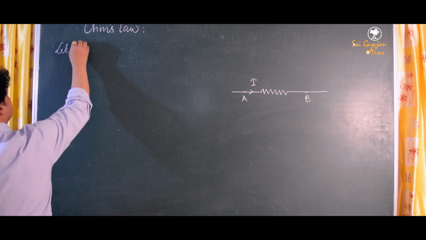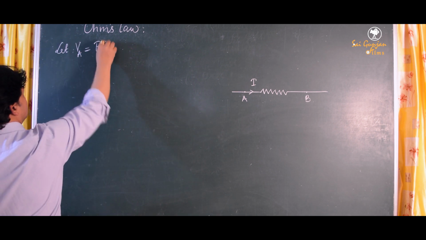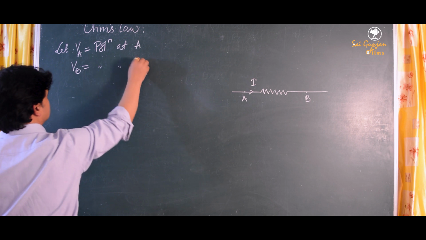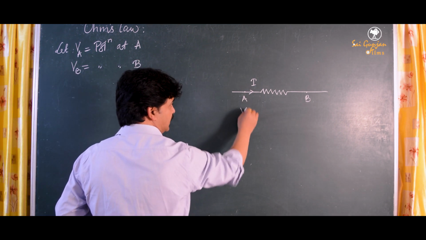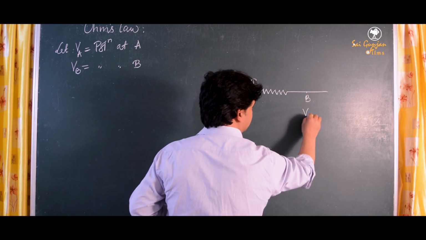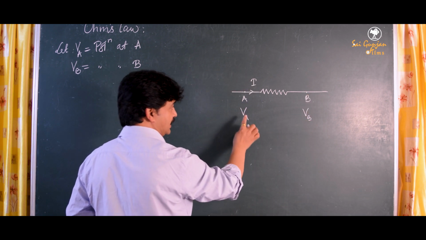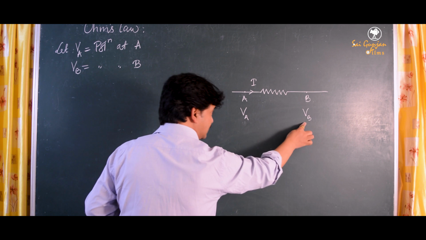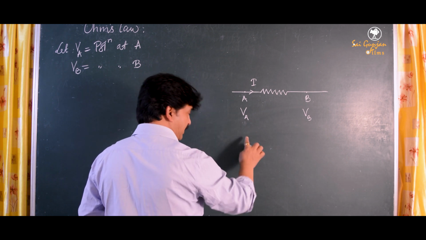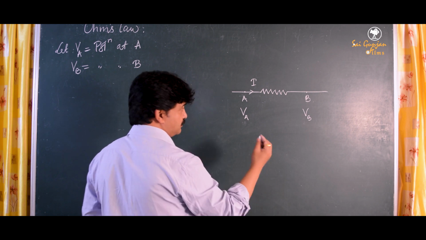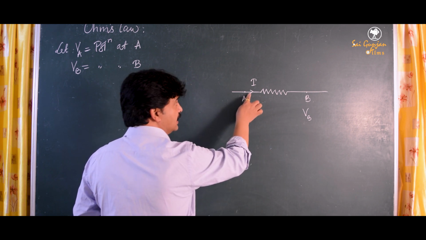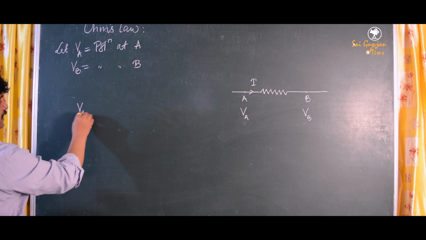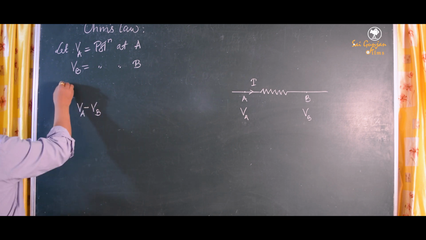Now let VA be the potential at A and VB be the potential at B. So the potential here is VA and the potential here is VB. Like in the previous case, it was 20 and 18, no? So how did we find out the potential difference? By subtracting these two, isn't it? By finding the difference of these two potentials. Which is greater? This is greater because current is flowing from A to B. So A is at higher potential. So what is the potential difference here? VA minus VB.